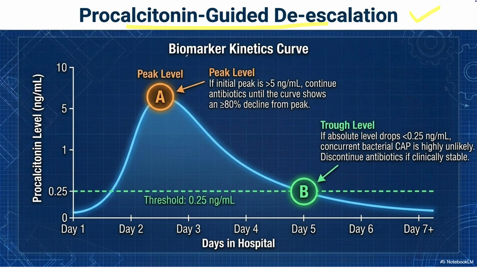Slide 13, Procalcitonin-guided de-escalation. Procalcitonin can help guide antibiotic discontinuation. Focus on 2 thresholds. If the absolute procalcitonin level falls below 0.25 nanograms per milliliter, concurrent bacterial CAP becomes highly unlikely. In a clinically stable patient, antibiotics can generally be discontinued. When the initial level is very high, greater than 5 nanograms per milliliter, look for an 80% decline from peak value before stopping therapy. The important concept is trend interpretation. A falling procalcitonin level supports bacterial resolution and helps avoid unnecessarily prolonged antibiotic exposure.